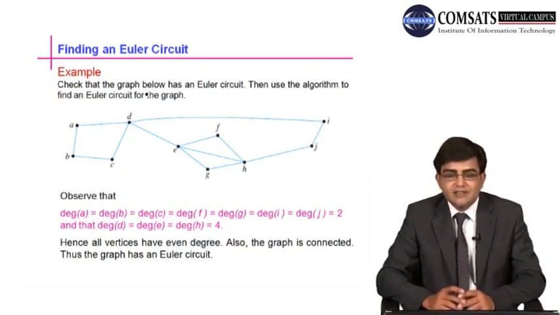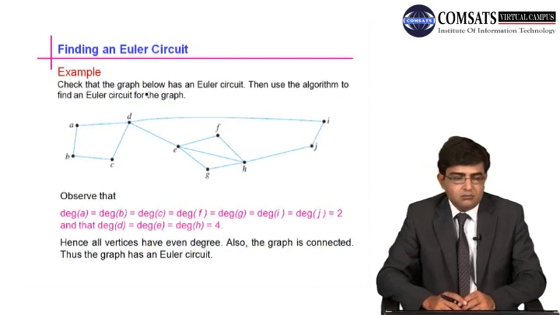So the first condition this graph satisfies. Now the second condition is that every vertex in that graph must have positive even degree. Now we check all the vertices and their degrees. How many vertices are there in this graph? 1, 2, 3, 4, 5, 6, ... 10 vertices in this graph.